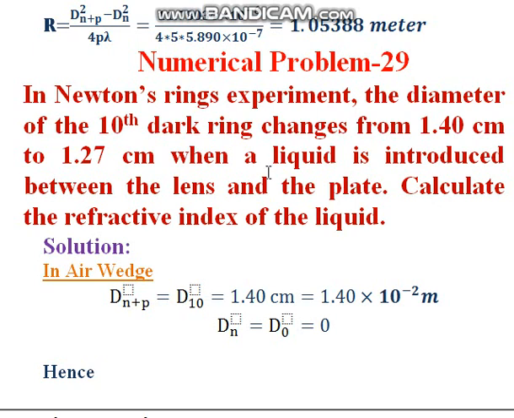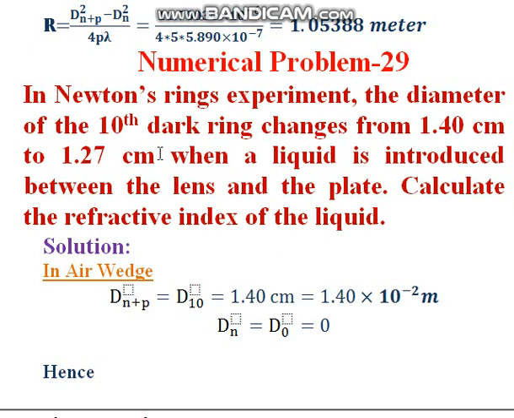Now see the next problem, numerical problem number 29. In this numerical problem there is a Newton ring experiment. The diameter of the 10th dark ring changes from 1.40 to 1.27 centimeter when a liquid is introduced between the lens and the plate. So in air it is 1.40. When a liquid is introduced, the diameter is reduced, it is only 1.27. Now the question is, what is the refractive index of the medium?